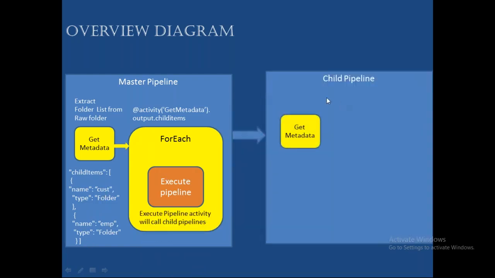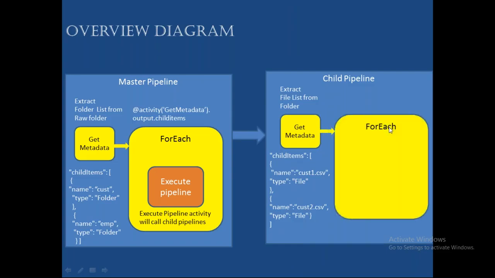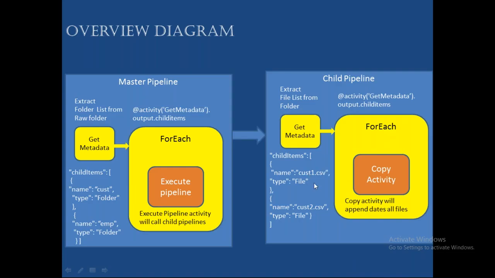This child pipeline will have a get metadata activity, so it will read the folder name from the master pipeline. Under that folder, whatever files we have, for example cust1.csv, cust2.csv, it will pass to the for each. Inside the for each, I'm going to use a copy activity to copy these cust1.csv files to the destination. When I'm passing these to the destination, I'm using concat and replace functions to append the current date to these files.